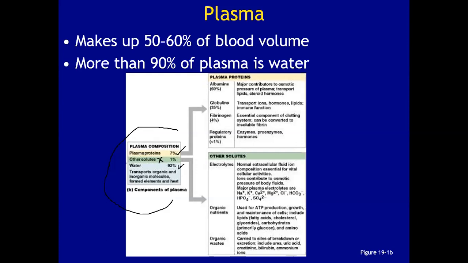But then if we look at the plasma proteins, that's this group up here at the top. We're going to have different kinds. We're going to have the albumins, the globulins, and the fibrinogens. And then there is a group of regulatory proteins that make up less than 1% of this.